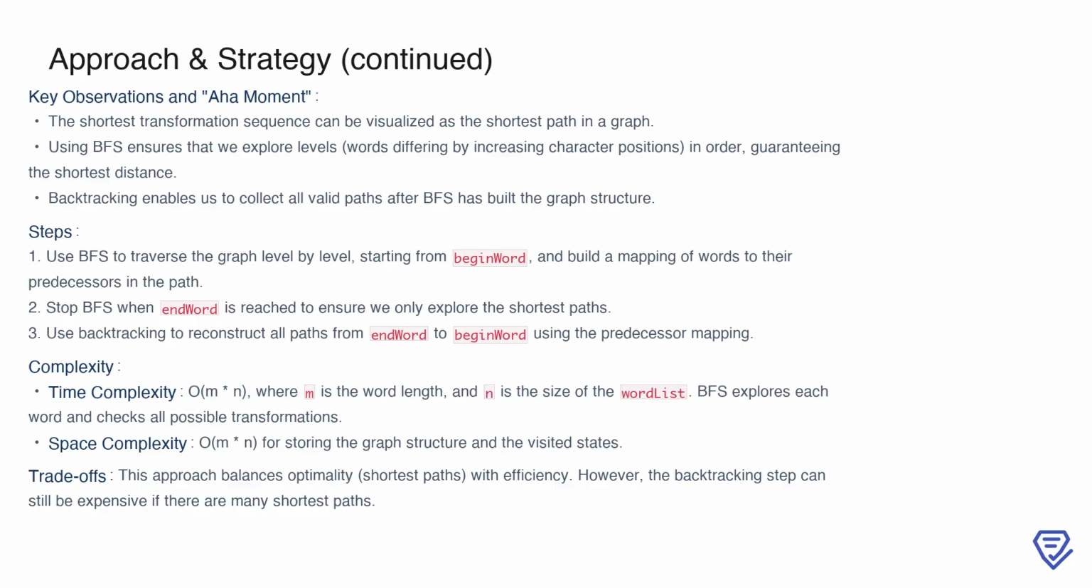The complexity of this approach is manageable. The time complexity is O(m*n), where m is the word length and n is the size of the word list. Space complexity is also O(m*n), accounting for the graph structure and visited states. While efficient, the backtracking step can still be demanding if there are many shortest paths, but this trade-off is acceptable given the guarantees on optimality and efficiency.